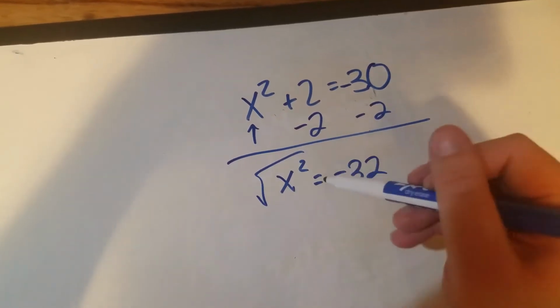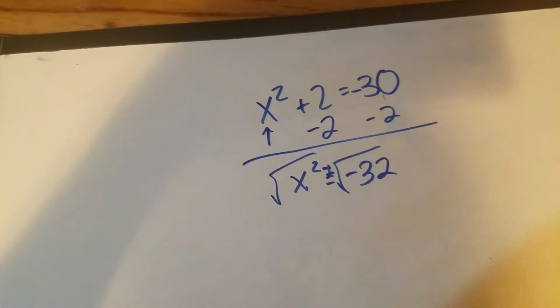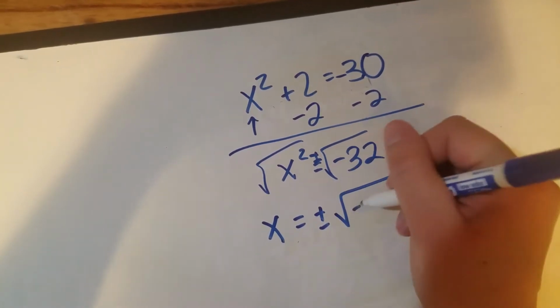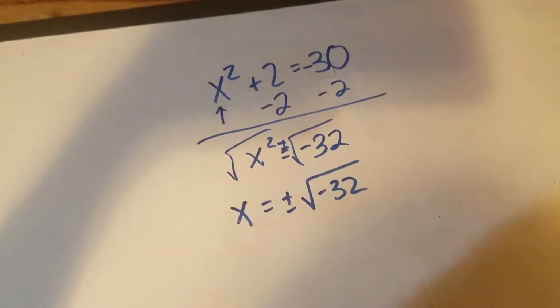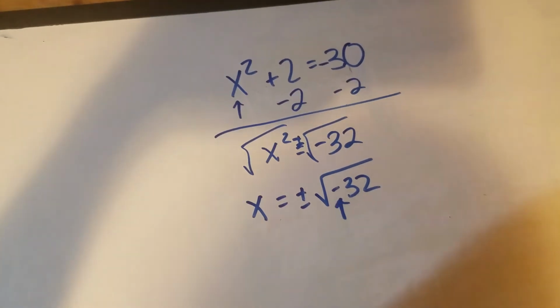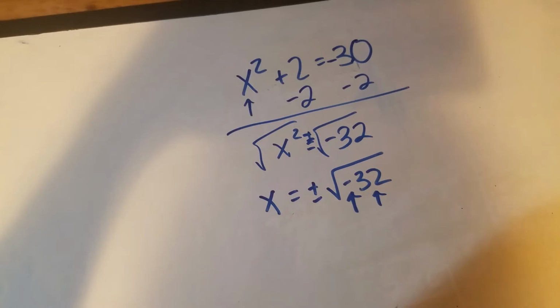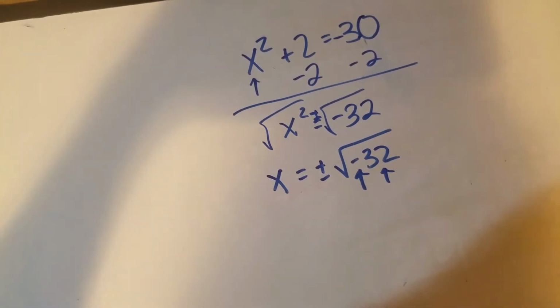We would take the square root. When we take the square root, we have to account for positive and negative. So right now we have x equals plus or minus the square root of negative 32. A couple things for me: a negative sign is a no-go, and anything with factors you need to break down, so anything other than a prime number.